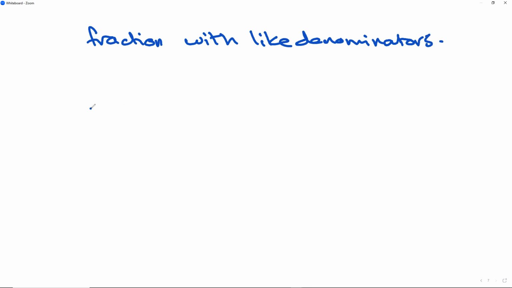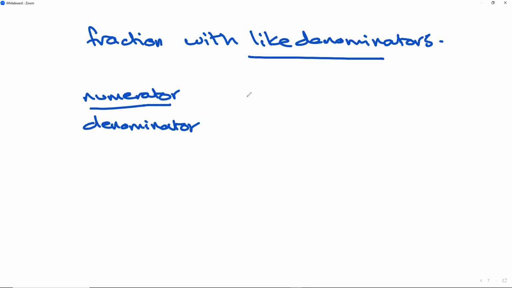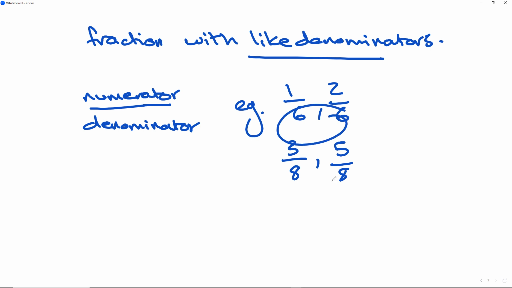Now remember, whenever you have a fraction, the number at the top is the numerator and the number at the bottom is your denominator. And when we have like denominators, the denominators are the same. Like 1 over 6, 2 over 6, or 3 over 8 and 5 over 8. These are like denominators.